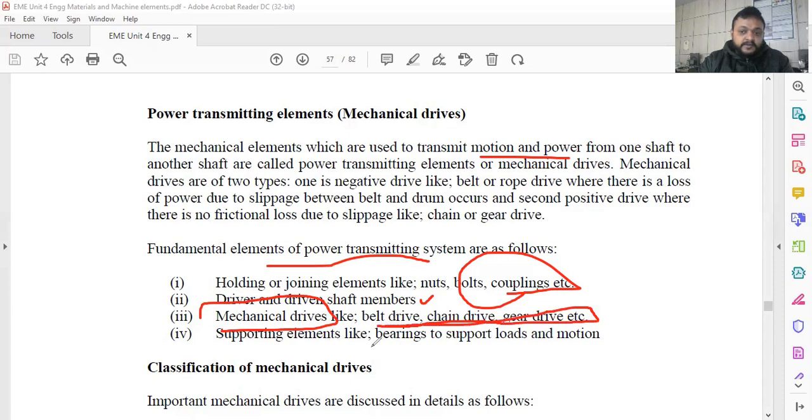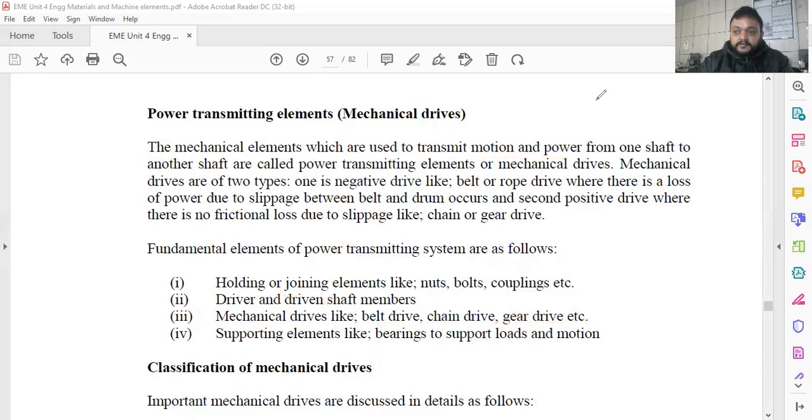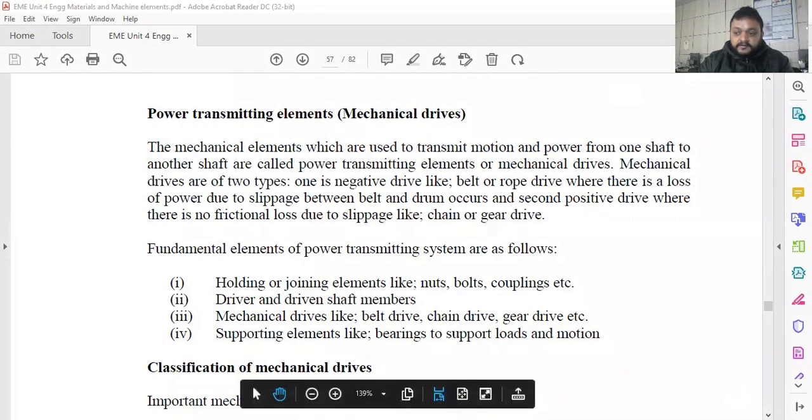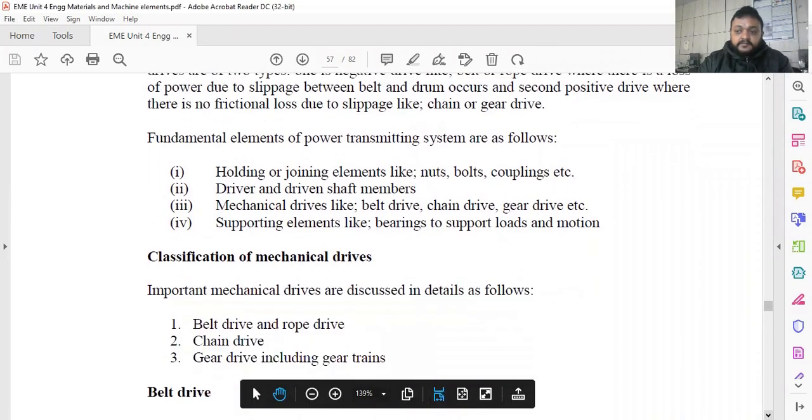Okay, and supporting elements like bearings, how bearings are used to support the load and motion so that we can withstand the vibration during the power transmitting work. So, the main focus of today's topic is the mechanical drive, as we already discussed the coupling, clutches, and brakes in the previous lectures.